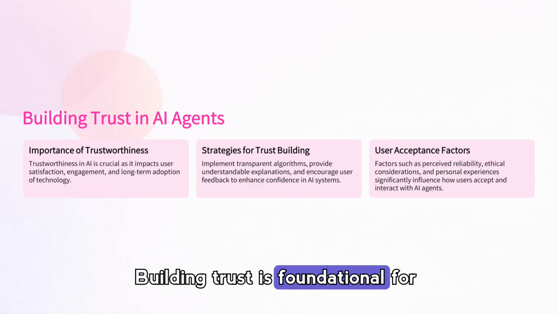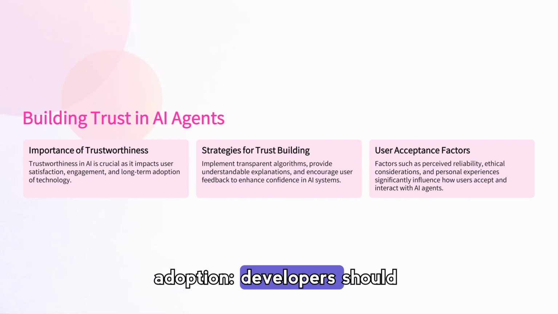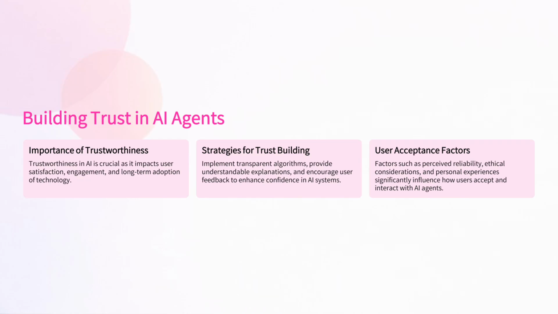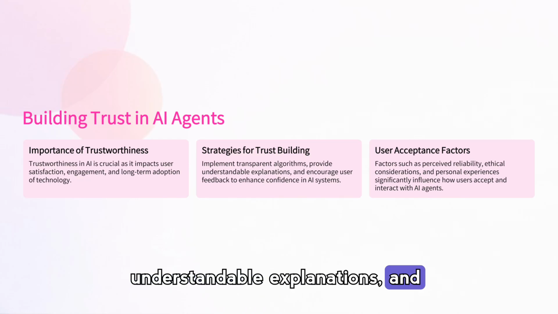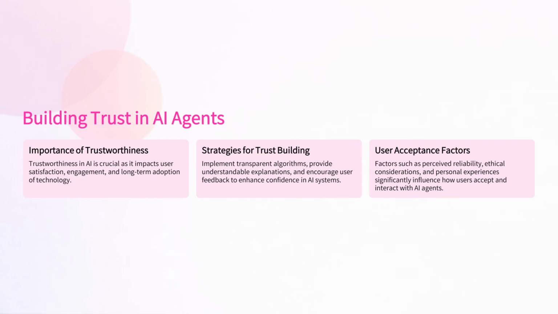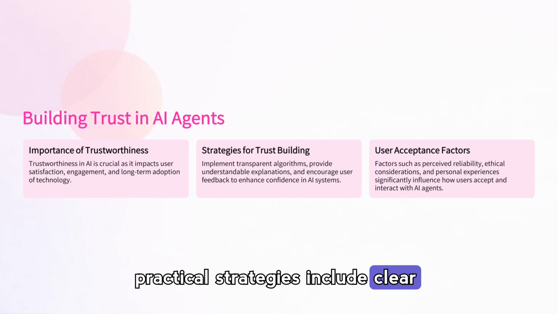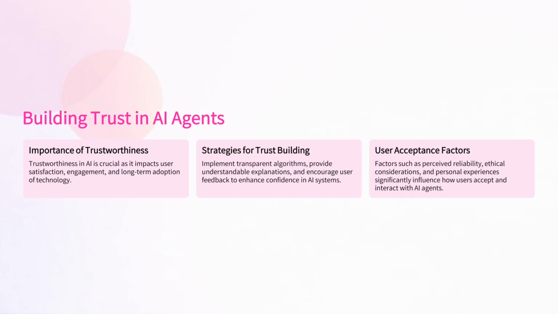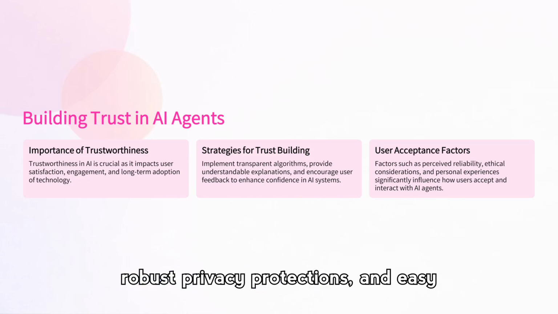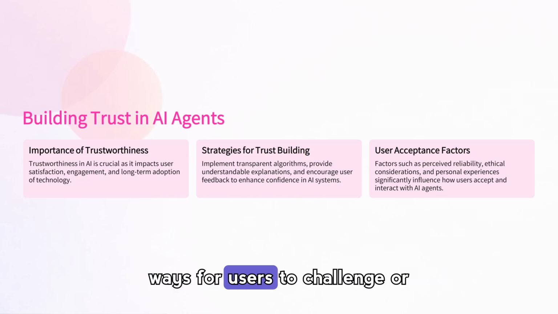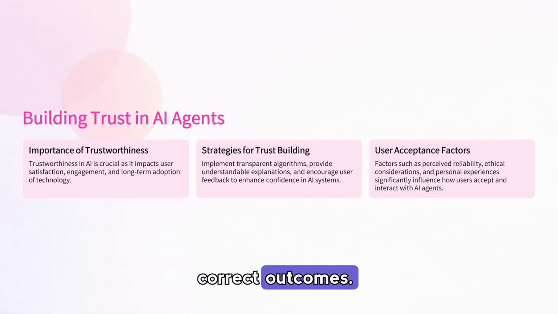Building trust is foundational for adoption. Developers should prioritize transparency, understandable explanations, and mechanisms for user feedback. Trustworthiness influences satisfaction and long-term use, so practical strategies include clear communication about capabilities, robust privacy protections, and easy ways for users to challenge or correct outcomes.